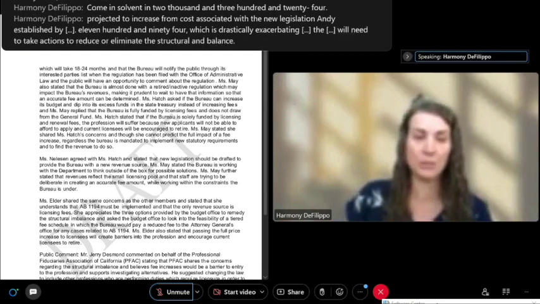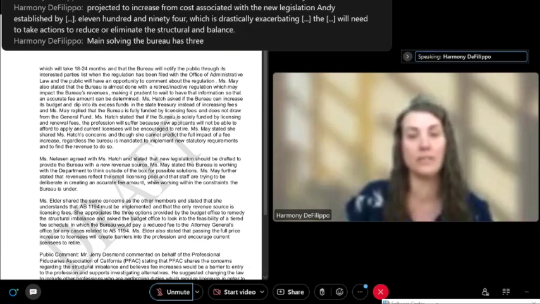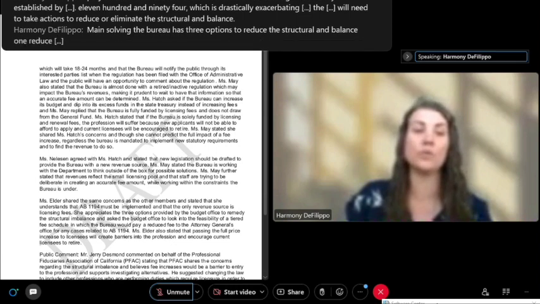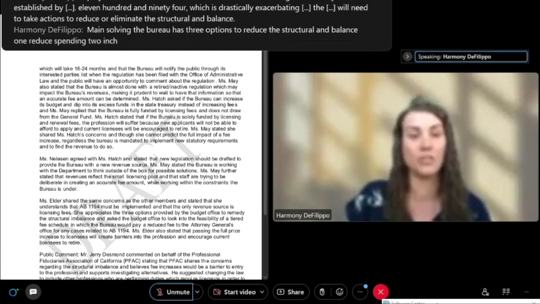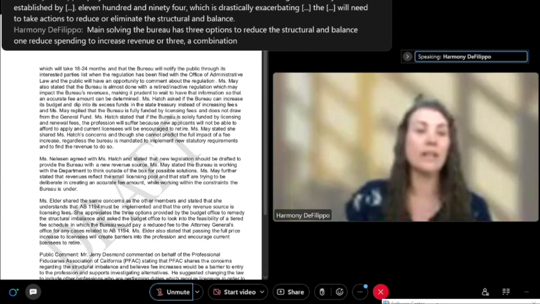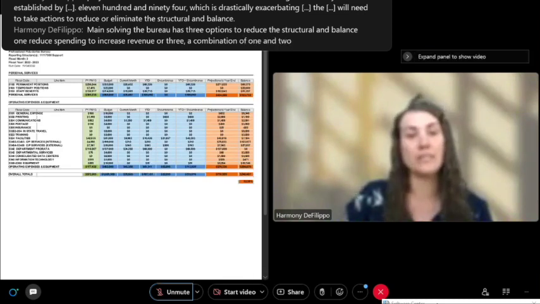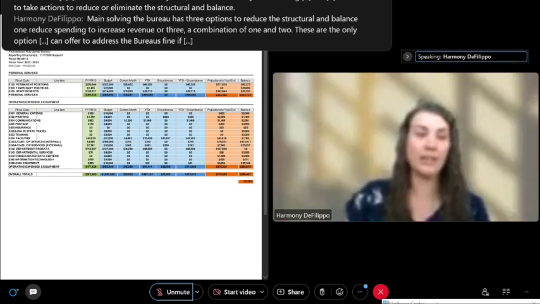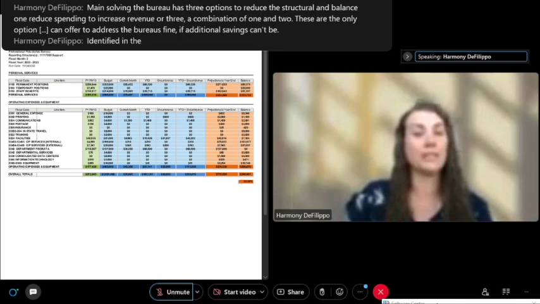The Bureau has 3 options to reduce the structural imbalance. 1, reduce spending. 2, increase revenues. Or 3, a combination of 1 and 2. These are the only options DCA can offer to address the Bureau's fund. If additional savings can't be identified, then the only option is to raise fees.